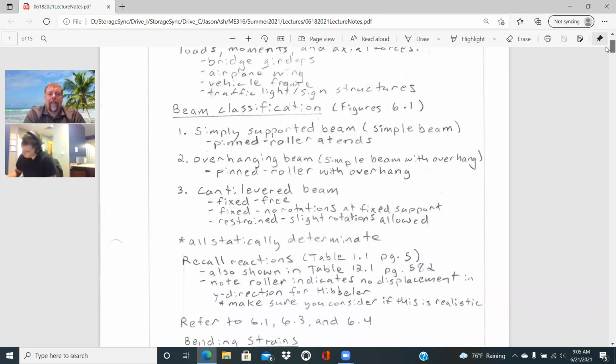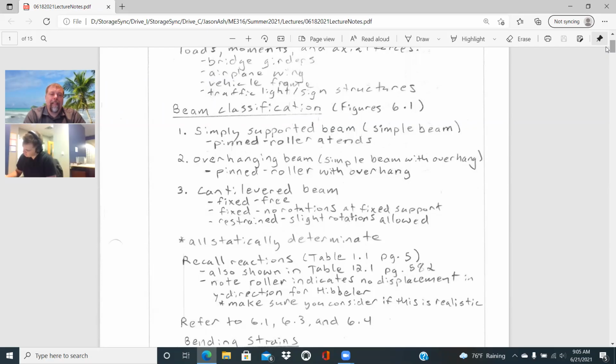But there are different beam classifications that are located in your textbook. A simply supported beam, a simple beam, has a pin on one end and a roller at the other end. An overhanging beam is pinned at one end, has a roller, and then overhangs past that roller. A cantilevered beam is fixed on one end and free.